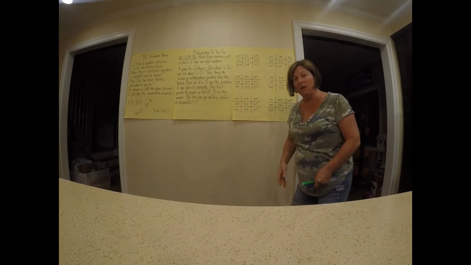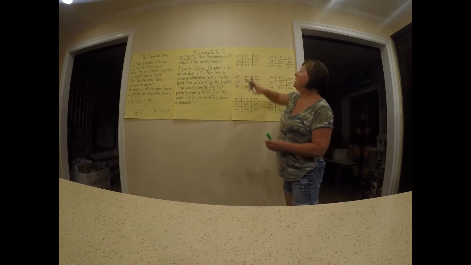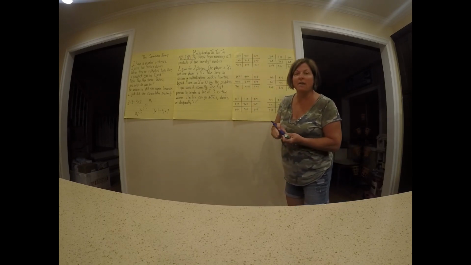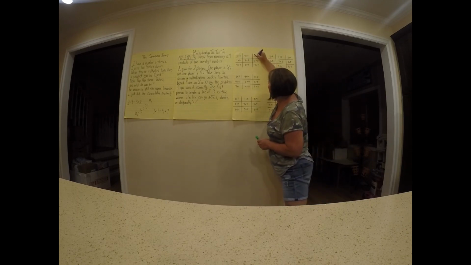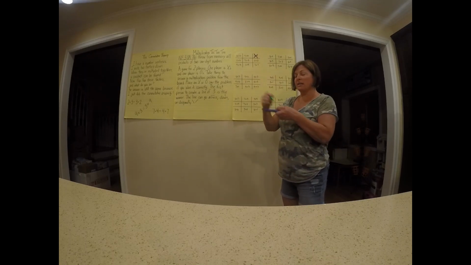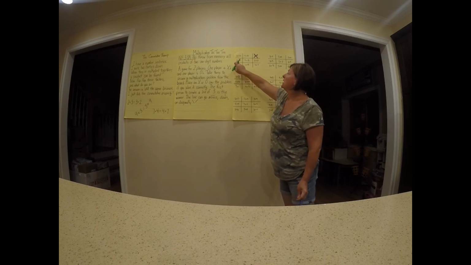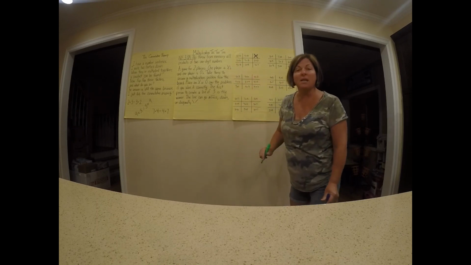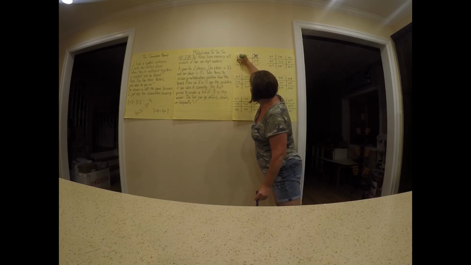So the first player goes, X's always go first. Okay? I'm going to choose this one. 7 times 9. 7 times 9 is 63. Make an X there. The next person goes, they're going to go here. 2 times 6. 2 times 6 is 12. They're going to put an O there.